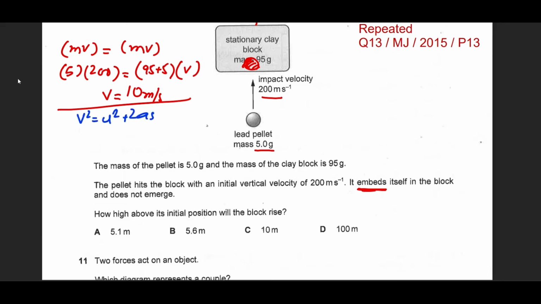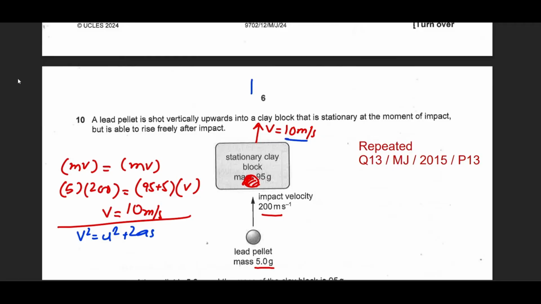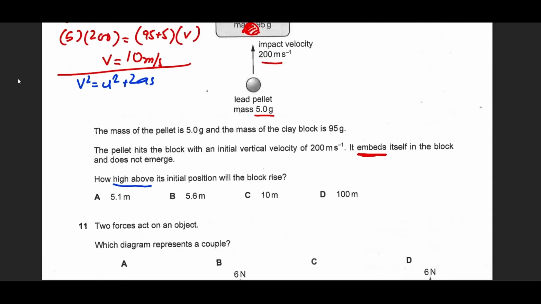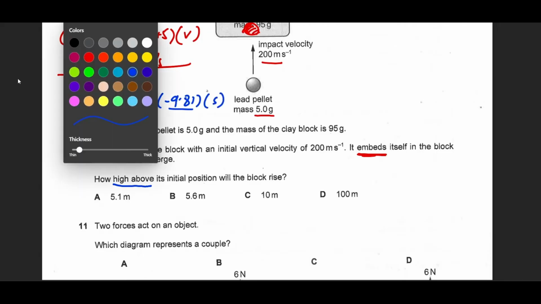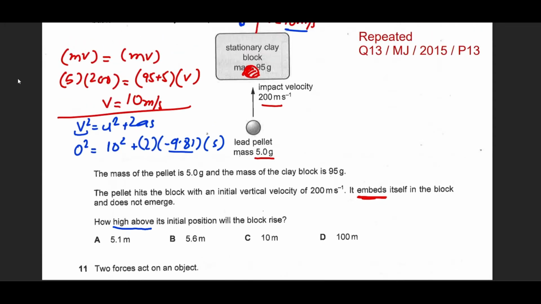Since we're looking for the maximum height, if the initial speed is 10, then there will come a time when this becomes stationary, and this is the height h that we're looking for. When it becomes stationary, the velocity will become 0. So the final velocity is 0 squared, the initial velocity is 10 squared, and the whole system is under the influence of gravity, 9.81, but negative because it is deceleration, trying to hold it back.